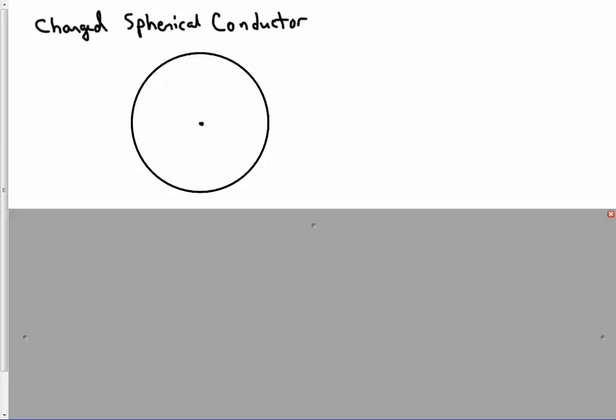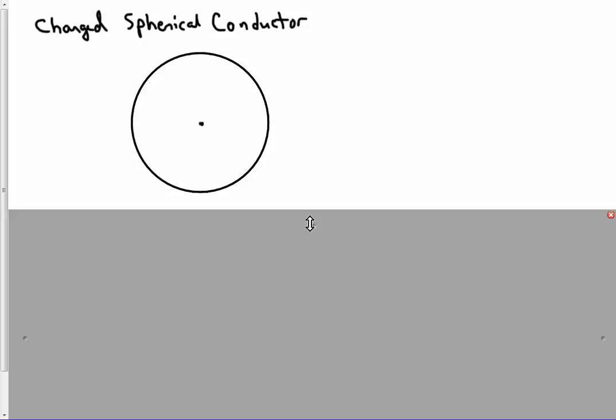I'd like to just apply this to a simple situation, the simple situation being a sphere, so a metal sphere or a spherical conductor of some sort. And let's assume it has some charge to it. And we'd like to talk about, all right, what is the potential? What does the potential look like based on this charged spherical conductor?